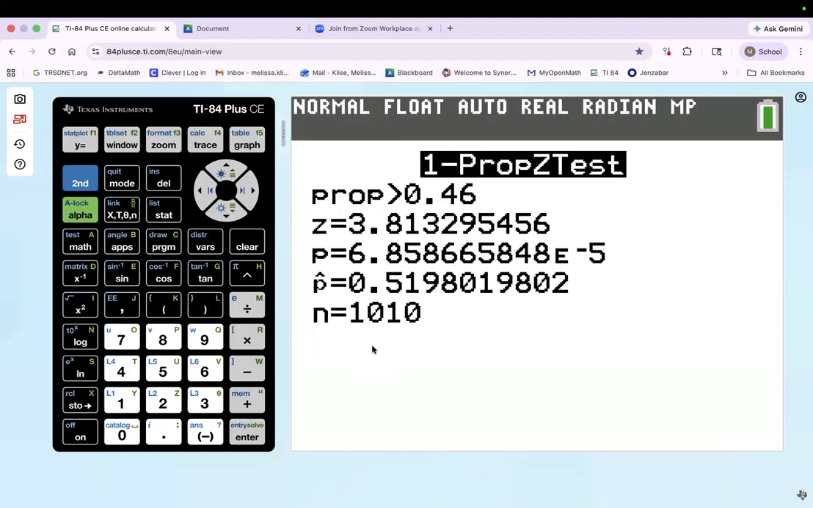Okay, the z-score that it gives us is the test statistic. It calculates that for you. This P is your p-value that you compare with your alpha. This is the p-hat right there, and then this is your sample size. So all of that information is right here. You don't have to do all those other calculations.